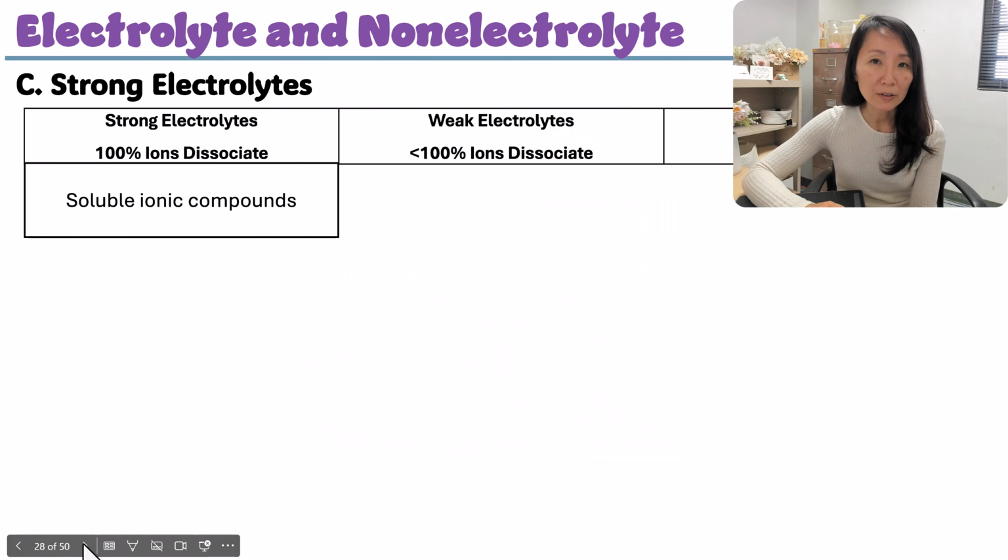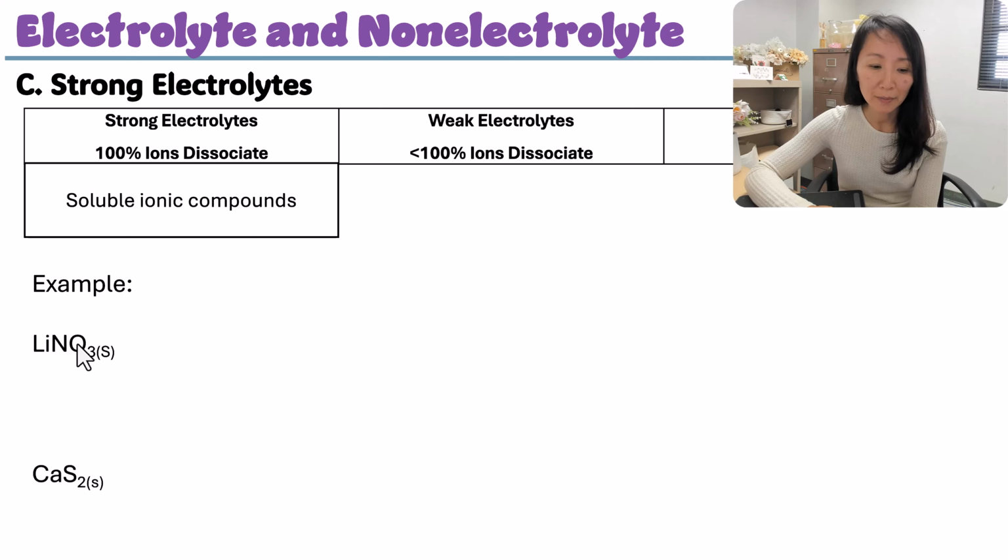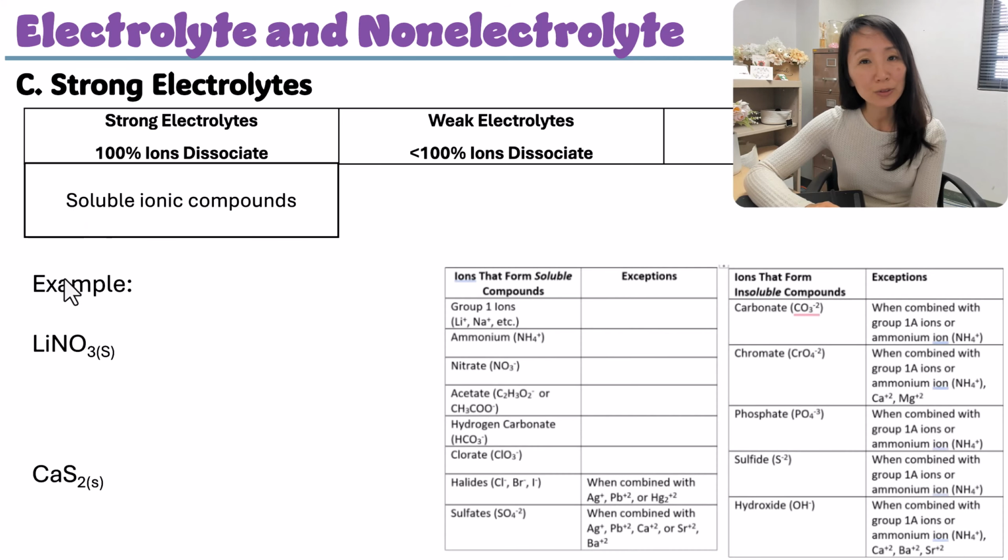Well, strong electrolytes are from soluble ionic compounds. Ionic. So here I have examples of ionic compounds: lithium nitrate, calcium sulfide. How do I know these are ionic? These are ionic because there's a metal and a nonmetal. Now, how do I know if they're soluble? We have to look at the solubility chart, which is also located in your reference sheet.